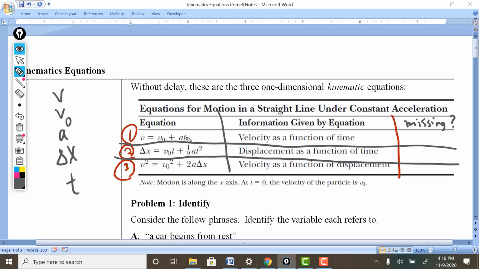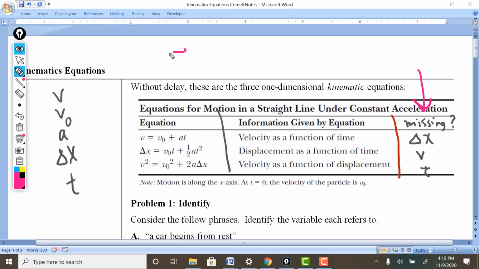You'll notice that the first equation is missing delta x. The second one is missing v, and the third one is missing time. In other words, what this last column tells us is that if I'm not looking for these things, then I'm not going to be using these equations that go with it.